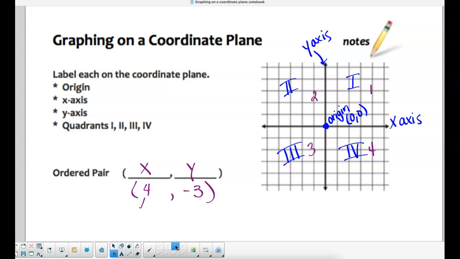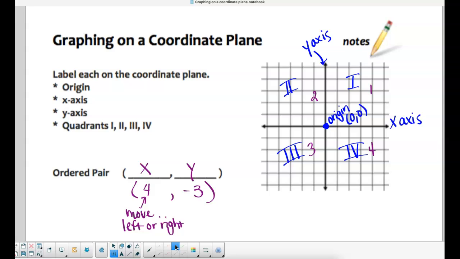So the first number always tells you to move left or right. How do you know if you're supposed to move left or move right? Levi. One side is negative, one side is positive. Yeah. So if the number is positive, you move to the right. If the number is negative, you move to the left. You always start at the origin. So starting at the origin, we always move left or right first. This one says 4, so we move 4 right.